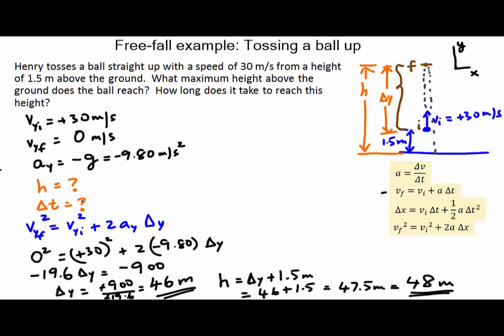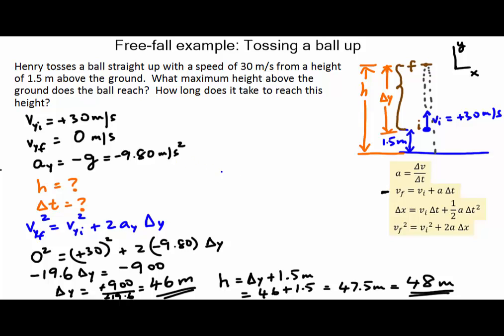Now to get the time it takes to get there, we can use this second equation over here. We know vf, we know vi, we know a. We can solve for delta t. We can also use the third equation now that we have delta y and know everything else here, but that's more complex. We'll have to solve a quadratic equation in t. So it's always good to choose the simpler route. So let's use the second equation.